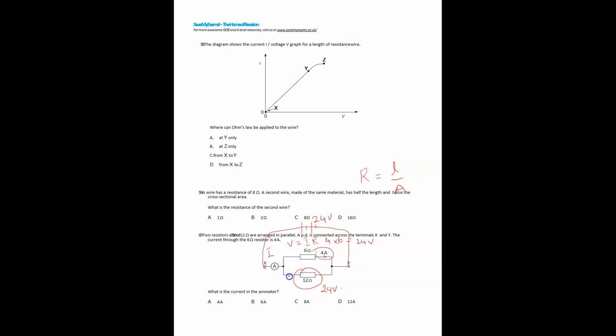What is the current through this branch? Same Ohm's law, I is equal to V over R. The voltage for this resistor is 24, and the resistance is 12. So the answer is 2 ampere. Here is 4 ampere, and through this resistor 2 ampere. This 4 and 2 will join here, so 4 plus 2 ampere will be 6 ampere. Next question.